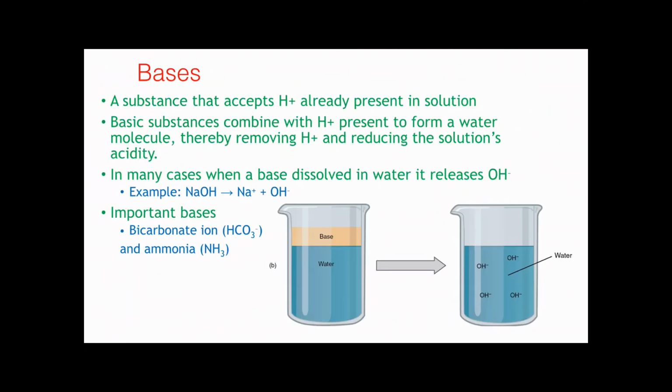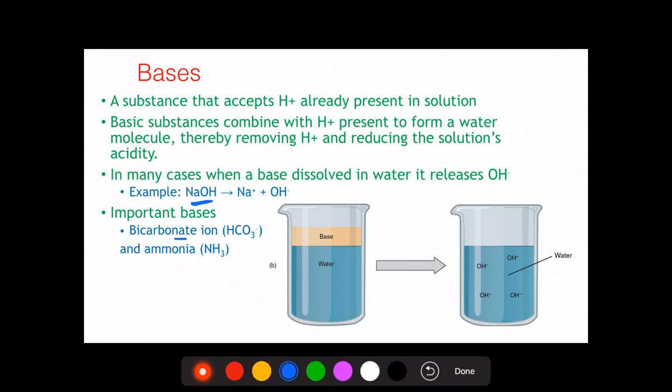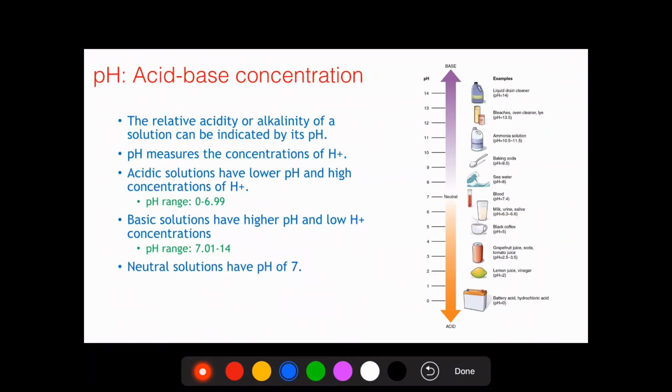Now, we saw this is one example. Bicarbonate is another example. Ammonia is a third example. All of these compounds can take the hydrogen ions from the solution. Now, why is it important to talk about hydrogen ions?